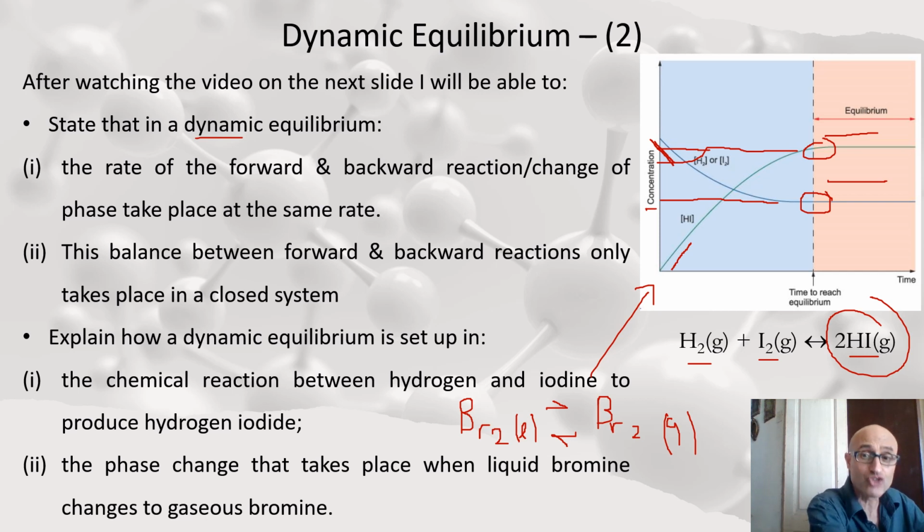Bromine liquid is all of the time changing to bromine gas, and bromine gas is all of the time changing back to bromine liquid. So you don't see a further increase in the bromine gas, and you don't see a further change in bromine liquid. Now watch the video presentation, and you can also come back to this slide to clarify anything that you might not have understood in the video.